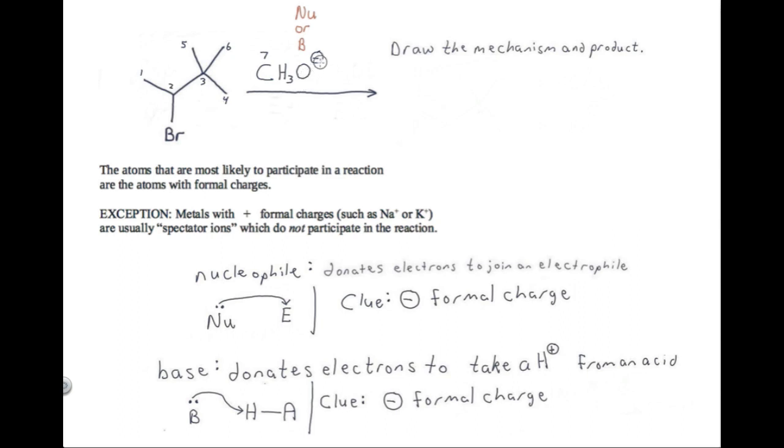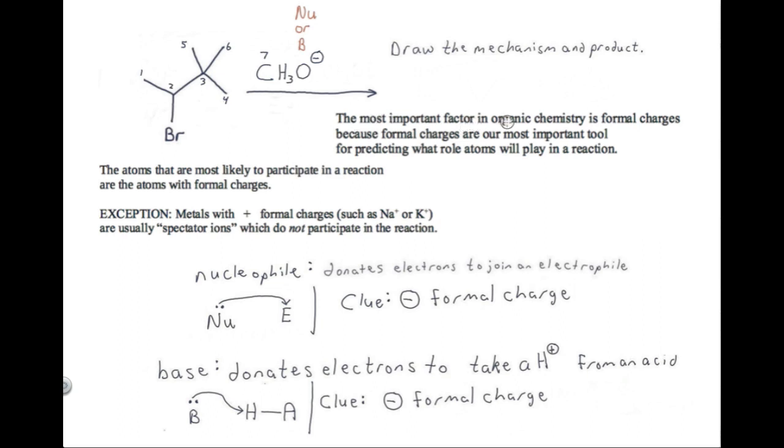Atoms don't like having formal charges. Atoms prefer to be neutral. So when an oxygen has a negative formal charge, it wants to donate electrons to get rid of that negative charge and get back to neutral. Remember that electrons have a negative charge. So you can get rid of a negative charge by giving away some of your electrons.